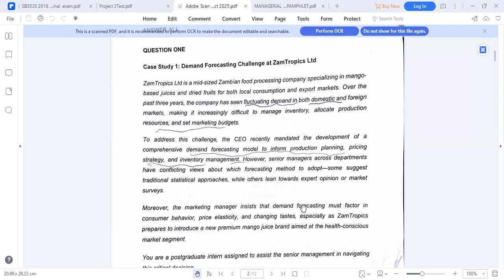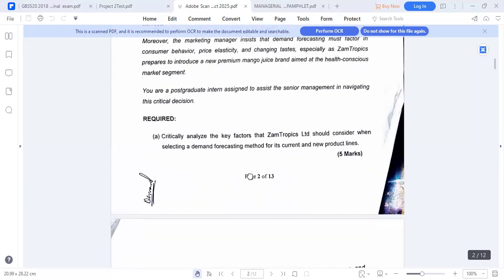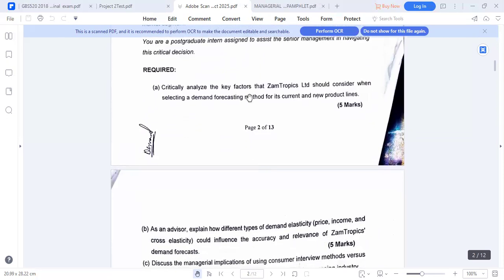Others are suggesting traditional methods, others want expert opinion. Moreover, the marketing manager insists that demand forecasting must factor in consumer behavior, price elasticity, and changing tastes, especially as Zamtropics wants to introduce a new premium mango juice product for those that are health conscious. So you are a postgraduate and have been invited to assist the senior management. Critically analyze the key factors that Zamtropics should consider when selecting a forecasting method. So part A, what factors must be considered?